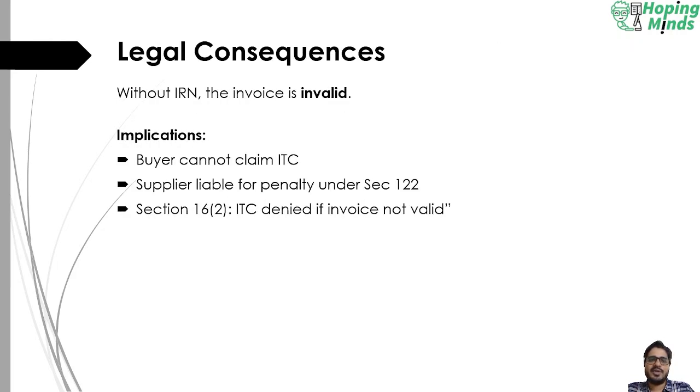Then what are the legal consequences? Without IRN, the invoice is treated as invalid. So once the invoice is declared as invalid, the implications will be that the buyer cannot claim the input tax credits against the invoice. Supplier will be liable to pay a penalty under section 122, and under section 16(2) ITC is denied if invoices are not valid. So due to non-availability of e-invoice, the invoice is invalid and hence ITC will be denied.